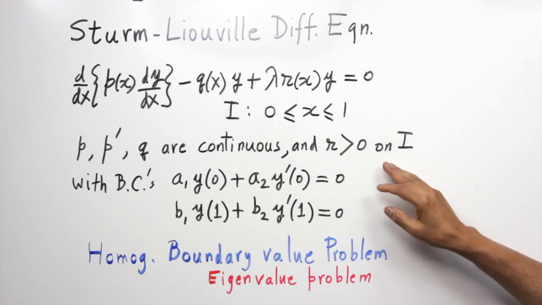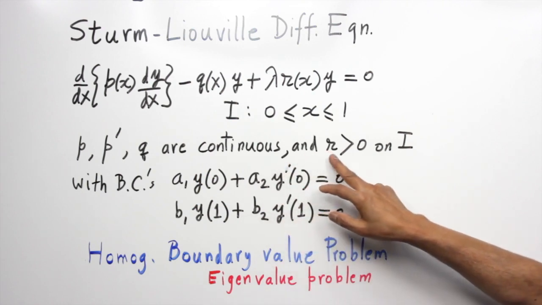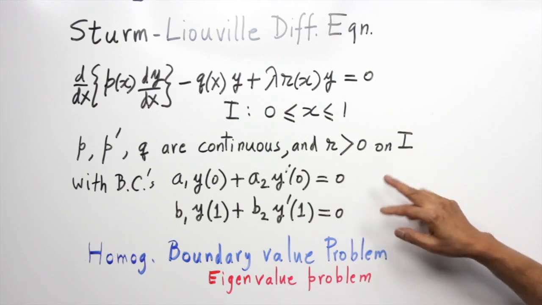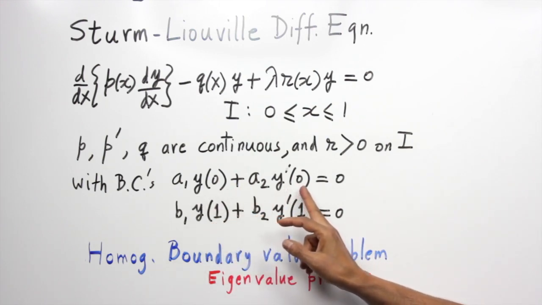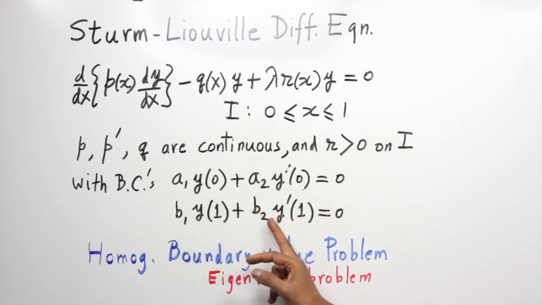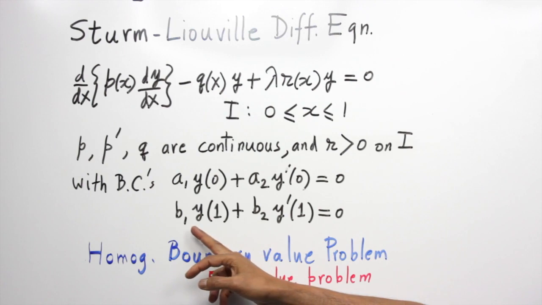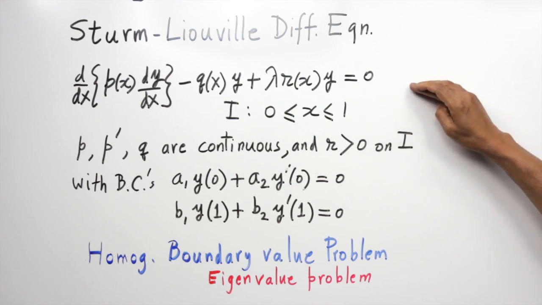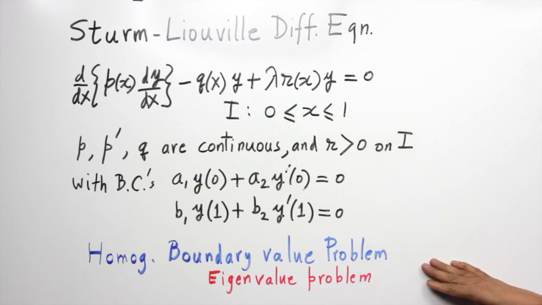And so under the assumption that these coefficients p, p dash, and q are continuous over this interval, and that this function r is positive everywhere on this interval, and given these boundary conditions, a linear combination of y and its derivative at the location 0 at one end of the interval, and at the other end of the interval a different linear combination, or it could be the same weights but with some constants b1, b2 and a1, a2, all equal to 0. So, reminding you that the differential equation is homogeneous and both boundary conditions are homogeneous, this gives us a homogeneous boundary value problem.